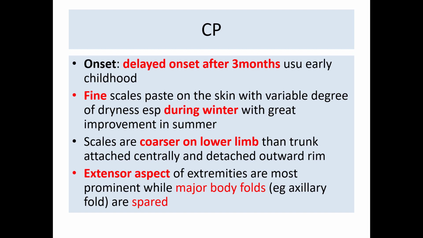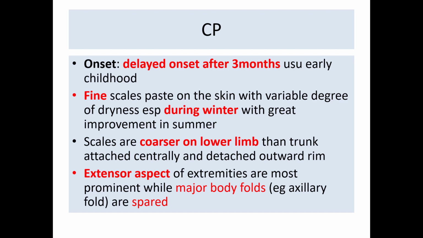What about the clinical picture? Ichthyosis vulgaris starts after 3 months of age. The baby is born normal. Manifestations start to appear after 3 months. The scales, again, are the polygonal scales attached to the center, free at the periphery. They are coarser over the extremities than over the trunk. They're fine scales. And characteristically, a very important differentiating point is that they spare the flexures, the major body folds. For example, the popliteal fossa and the antecubital fossa.